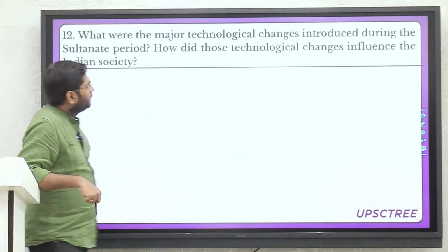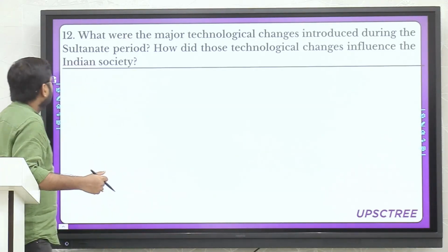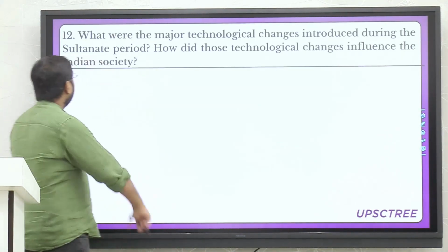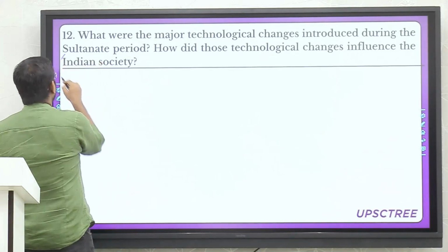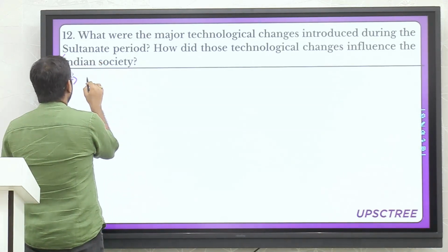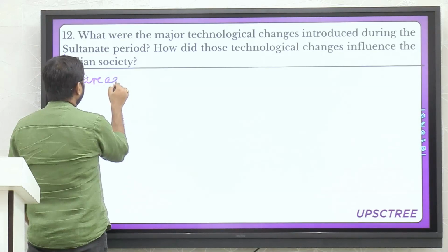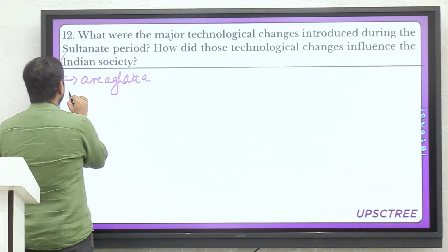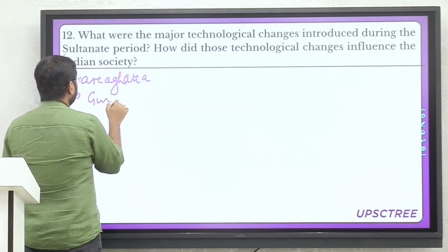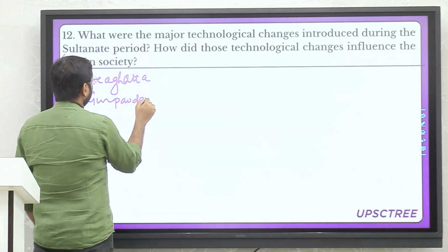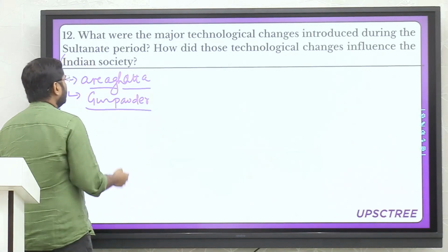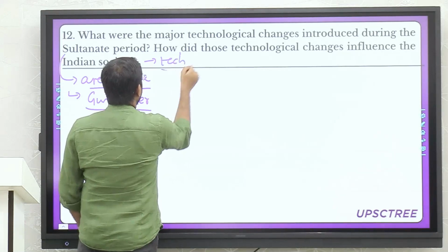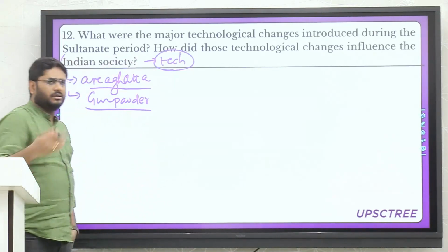What were the major technological changes introduced during the Sultanate period? How did those technological changes influence the इंडियन सोसाइटी? ड्यूरिंग सुल्तानेट पीरियड यहाँ से 2-4 प्रीलिम्स क्वेश्चन भी आए हैं और दे हैव आस्क्ड अबाउट औराघट्ट, ये यूपीएससी प्रीलिम्स क्वेश्चन था. दे हैव आस्क्ड अबाउट गन पाउडर, हु इंट्रोड्यूस गन पाउडर, दैट वाज आल्सो ए यूपीएससी प्रीलिम्स क्वेश्चन. सो मोस्टली ये जो सुल्तानेट पीरियड है, दे आर मोस्टली फैसिनेटेड बाय द टेक्नोलॉजी. औराघट्टा इज अगेन पर्शियन व्हील था.